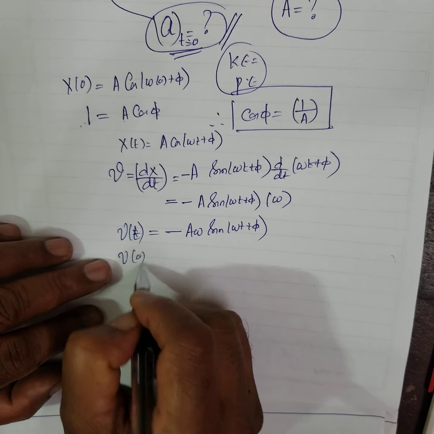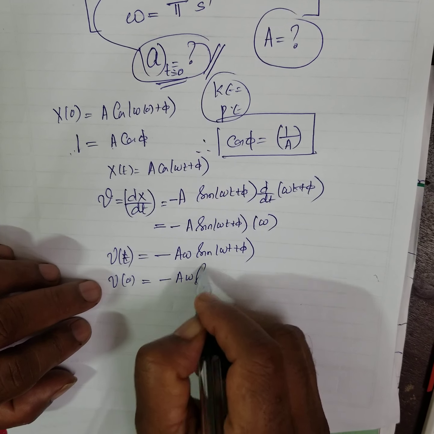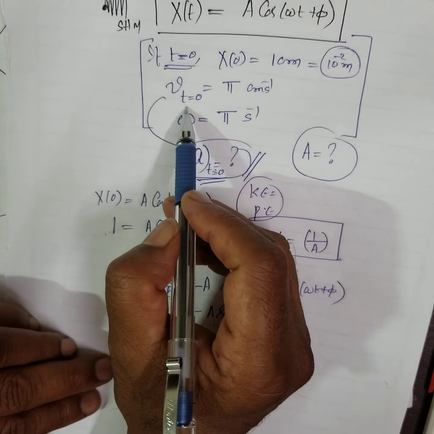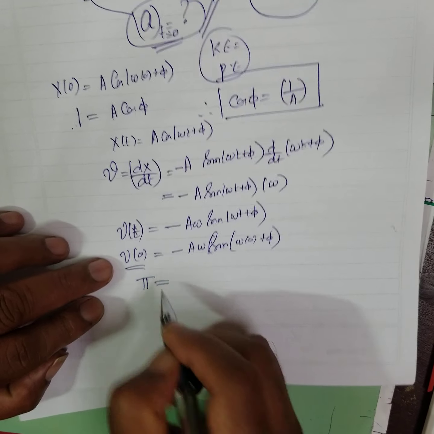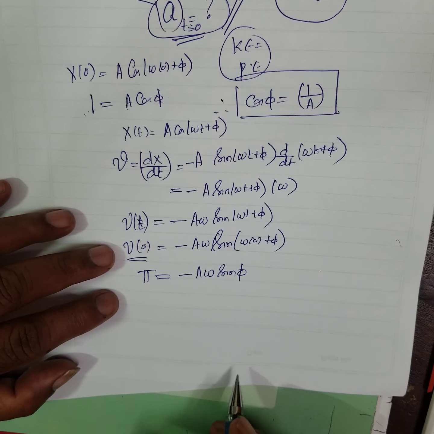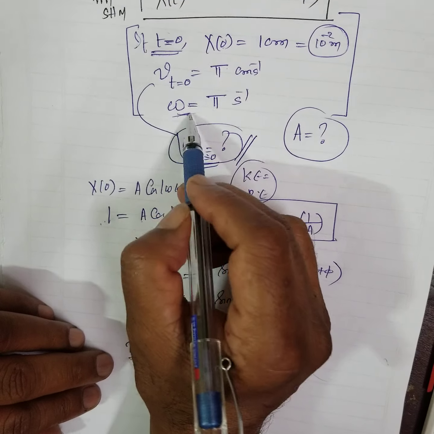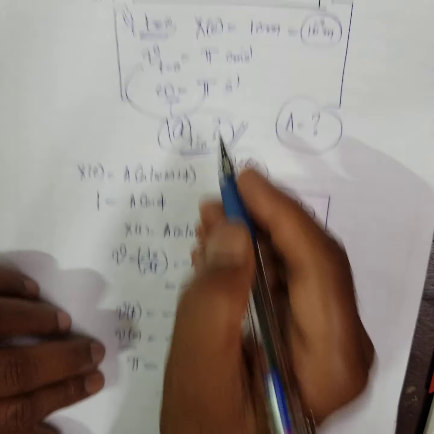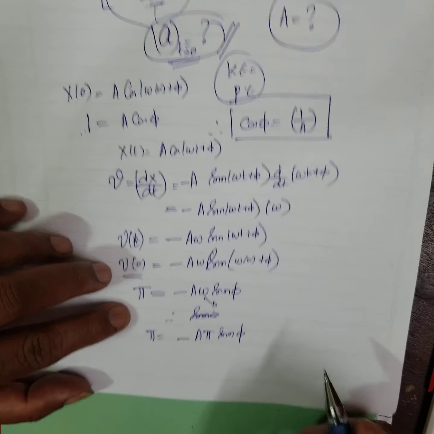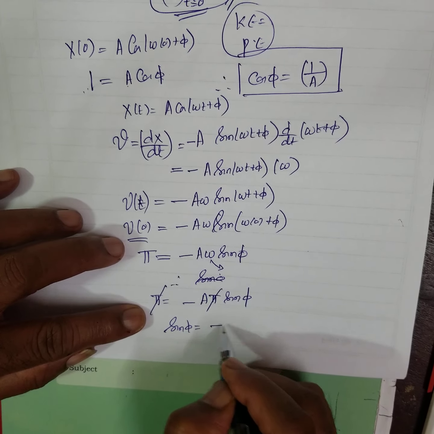Now, velocity at 0, what will happen? Velocity is minus a omega sin omega into 0 plus phi. But v0 is pi. v0 is pi, that is minus a omega sin phi. Therefore, what you observe? And also, angular omega is equal to pi, they give. Omega is equal to pi, say. Therefore, pi is equal to minus a pi sin phi. Pi gets cancelled. Sin phi is equal to minus 1 by a.